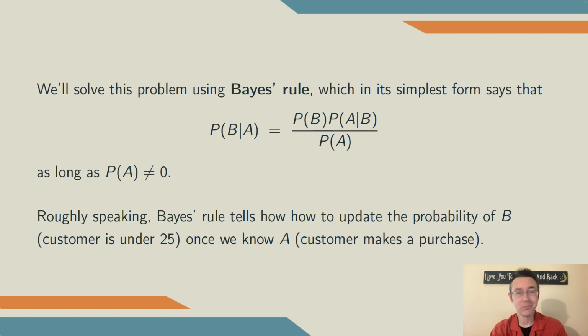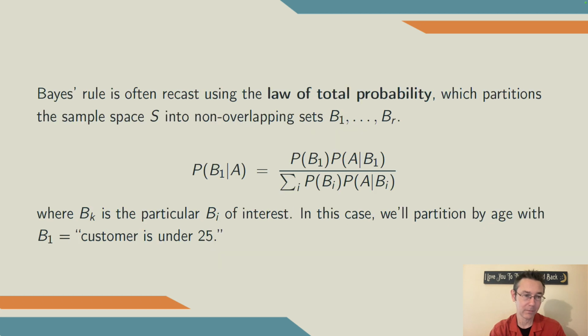We're going to use Bayes' rule, of course, which in its simplest form says that the probability of B given A is the probability of B times the probability of A given B, all over the probability of A. Obviously, this rule only makes sense if that denominator on the right is non-zero, which is the situation where the event A is actually possible. Roughly speaking, Bayes' rule tells us how to update the probability of some event B, in our case that the customer is under 25, once we know that some other event A has occurred, and in our case A is the event where the person actually makes a purchase.